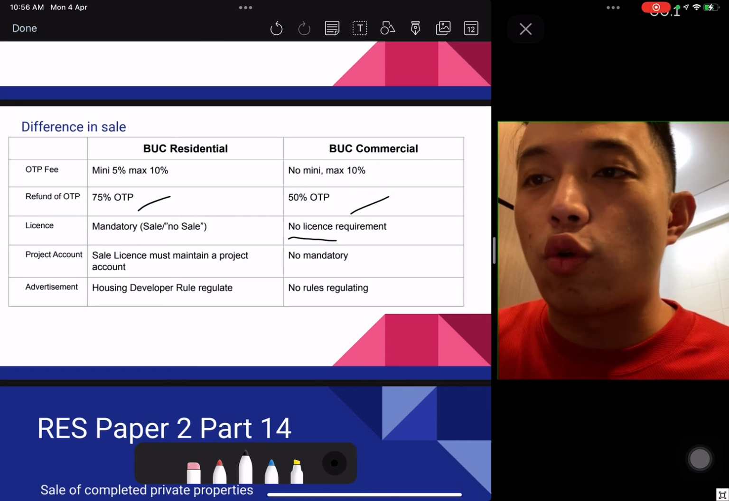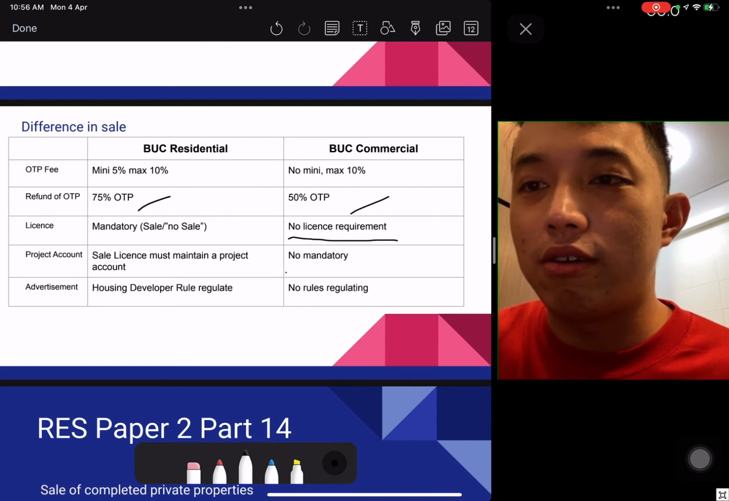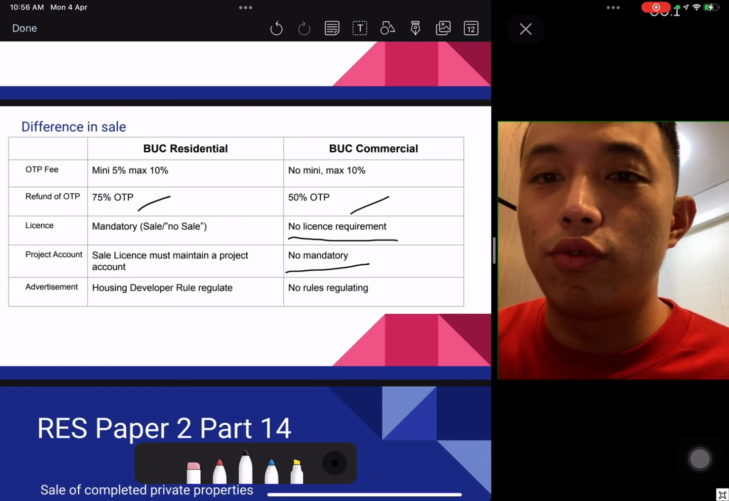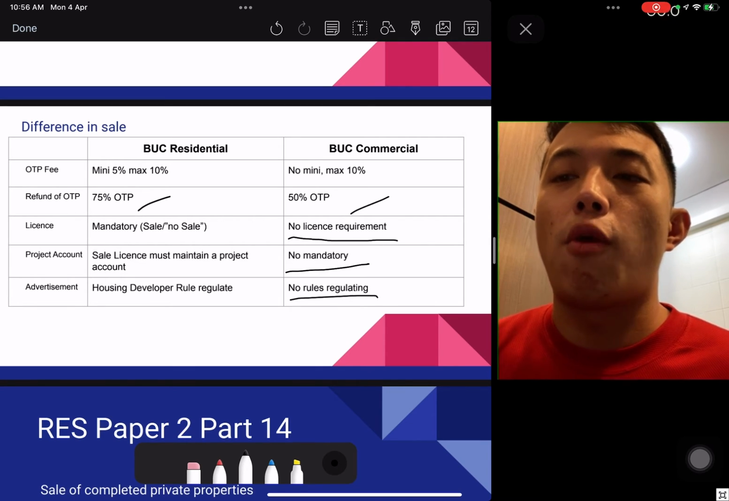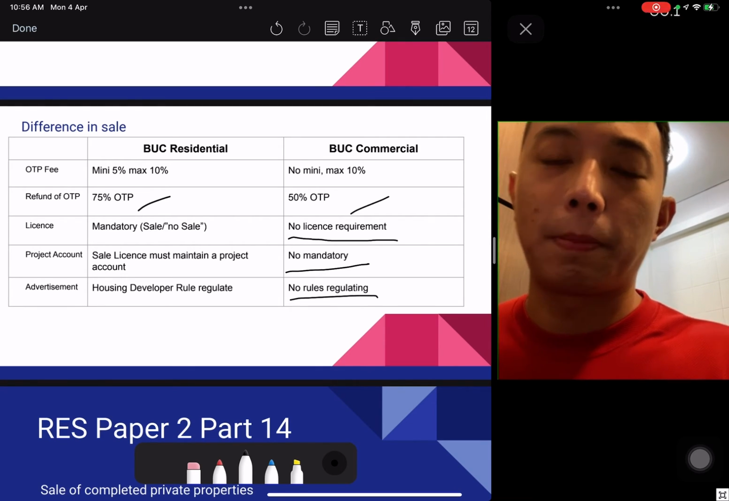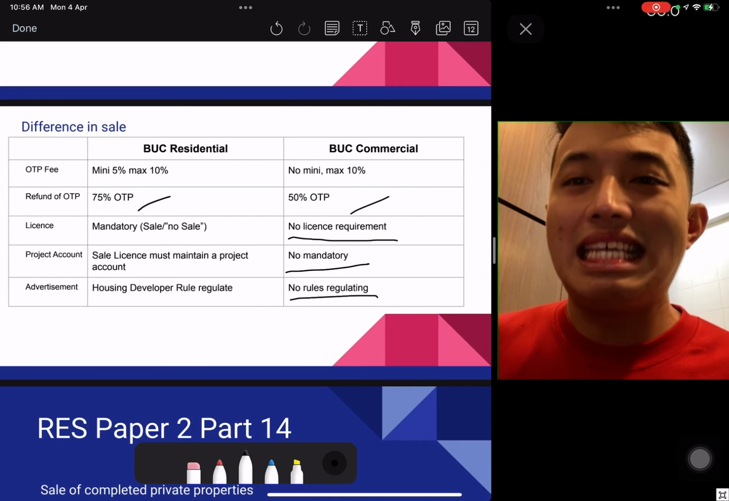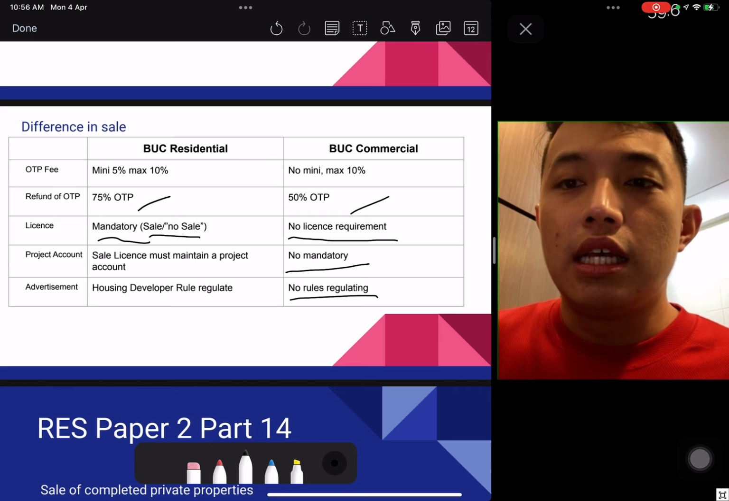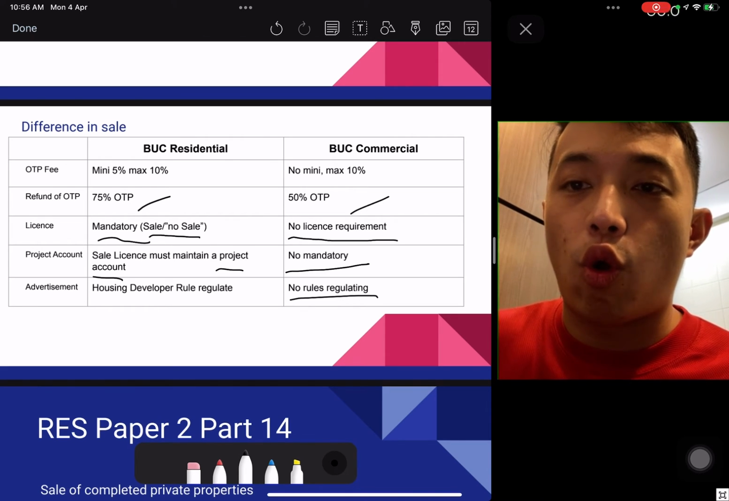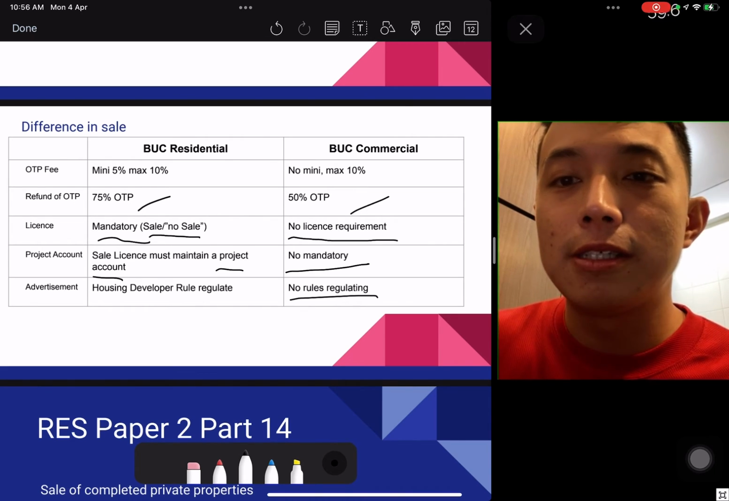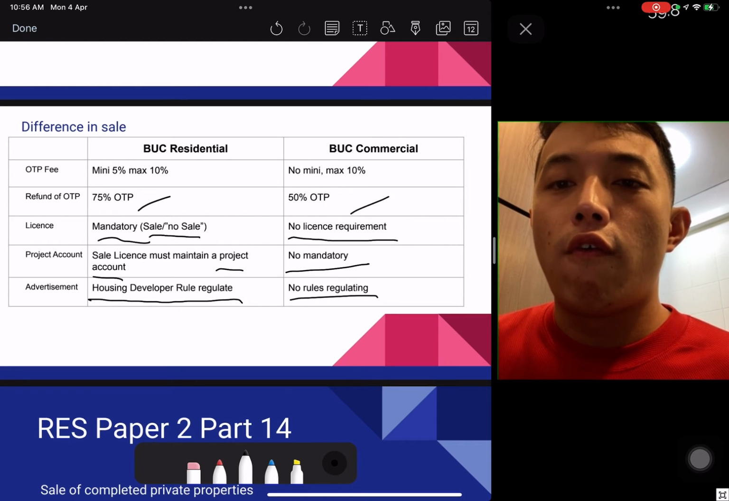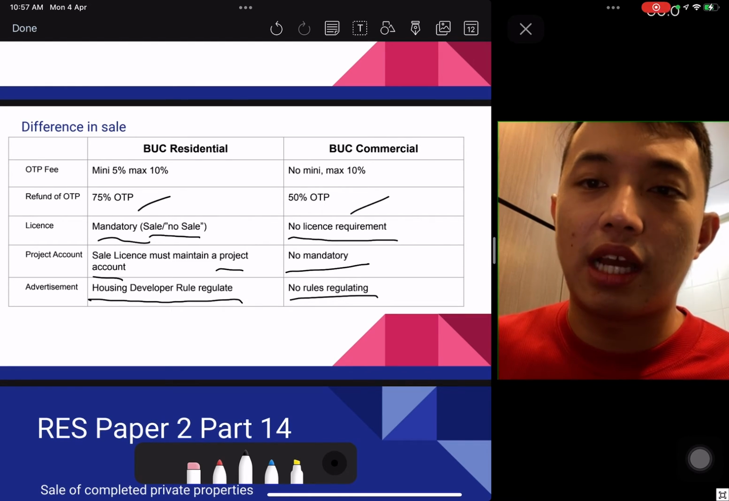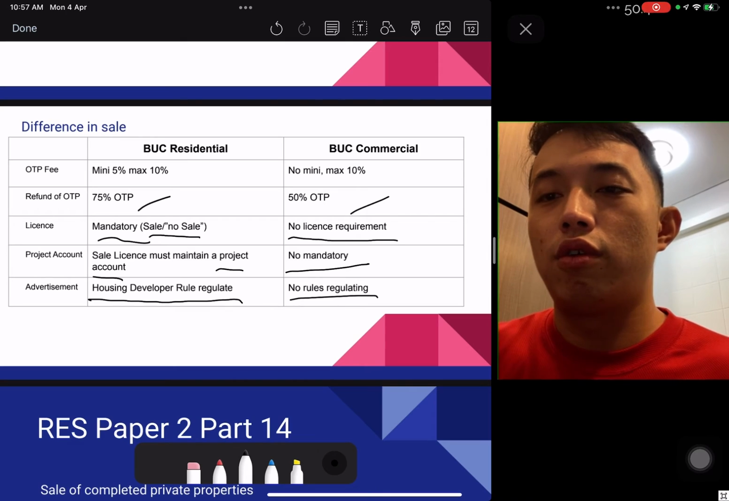For commercial buildings under construction, a license is not required, a project account is not required, and there are no rules and regulations to follow. For residential, there is a mandatory license, sales and no sales license. There must be a project account required for the sales license, and they must all follow the advertisement regulations under the housing developer rules and regulations.